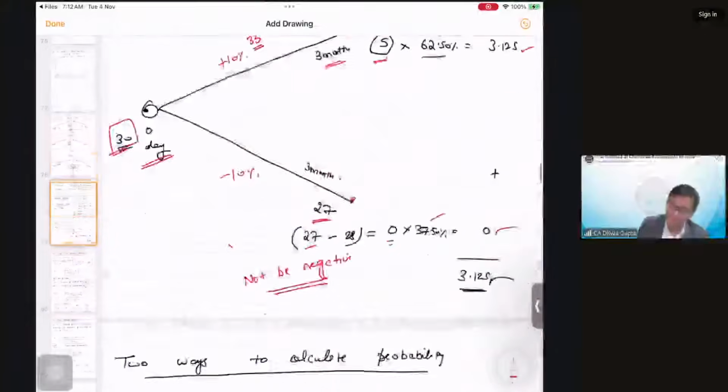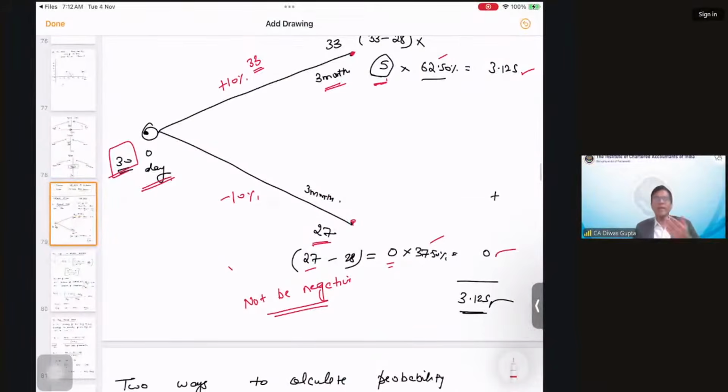Okay. And this 3.125 now can be taken as a present value, because this is the expected payoff after 3 months. So what is the current payoff as on today, which is the present value of this 3.125, students. So that will become the present value of this, will become your option pricing.